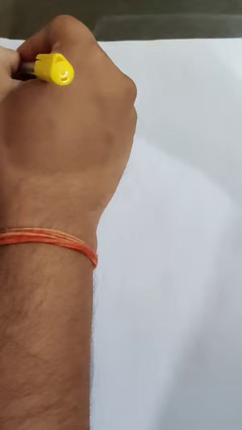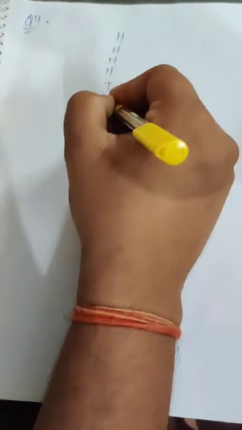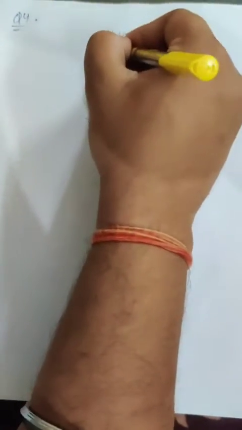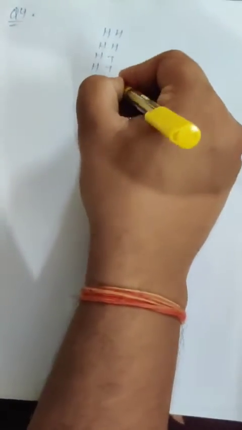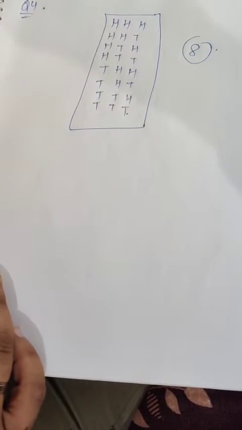Now let's see the last question, that is the fourth question. A coin is tossed 3 times, and if a coin is tossed 3 times, the number of total outcomes is 8. And how do we find the outcomes? HHH, HHT, HTH, HTT, THH, THT, TTH, TTT. These are the 8 total outcomes when a coin is tossed thrice.